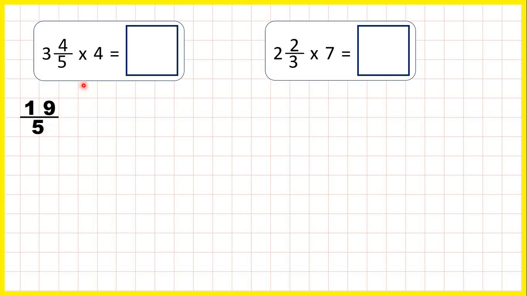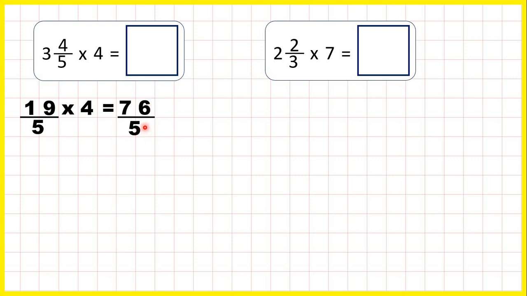stays the same. Now we're multiplying by 4, but we need to remember that we only multiply the numerator by the whole number, and the denominator stays the same. So 19 times 4, you might need to use column method to work it out, but 19 times 4 is 76, and the denominator stays the same. So we have 76 over 5.